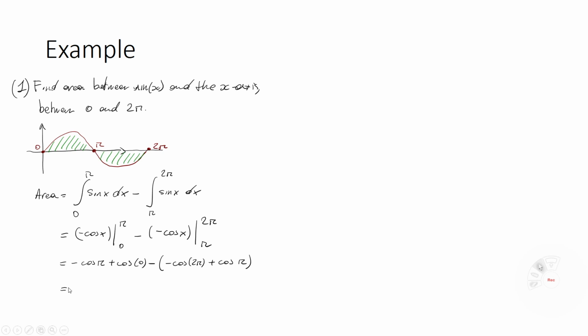And so now you can evaluate all of those values. Cosine of pi is minus 1, so we get plus 1. Cosine 0 is also 1. And then minus cosine 2 pi, that's the same as cosine 0, so that's minus 1. And then cosine pi, again, is minus 1. So we get 1 plus 1 plus 1 plus 1, which is equal to 4.